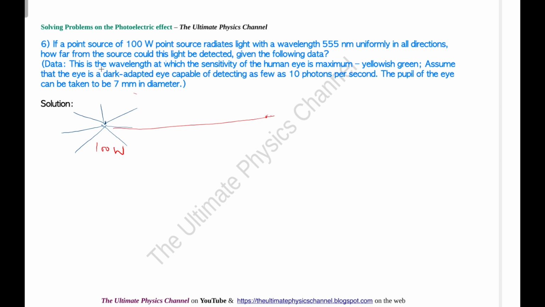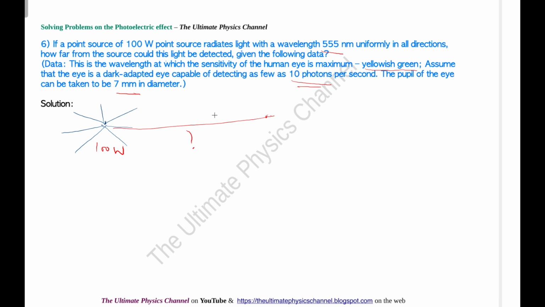this is the wavelength at which the sensitivity of the human eye is maximum, that is 555 nanometer. The color is typically yellowish green for this wavelength. Assume that the eye is a dark adapted eye capable of detecting as few as 10 photons per second. So it's a good viewing condition, and the eye is adapted to dark detection, so it can even detect 10 photons per second. The pupil of the eye can be taken to be about 7 mm in diameter here, right? These are the conditions that are given, and we are asked to calculate the distance at which a detection of photons can occur.